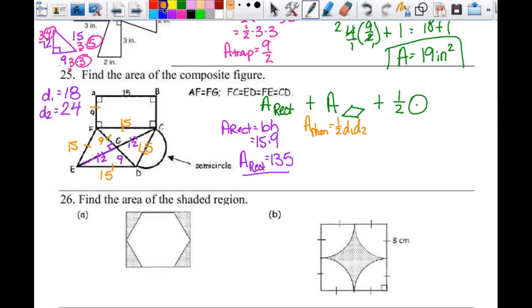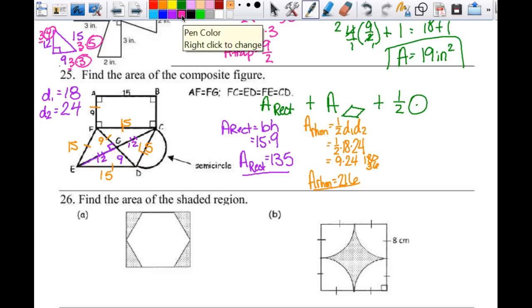So when I come back over here to substitute it in, this gives me 1/2 times 18 times 24. So I would prefer to make that 9 times 24, because I can do 9 times 20, which is 180, 9 times 4, which is 36. So the area of the rhombus is going to be 216. So then I have to find the area of the circle. I'm only going to need half of it, but I need to find the circle just as it is. That's pi r squared.